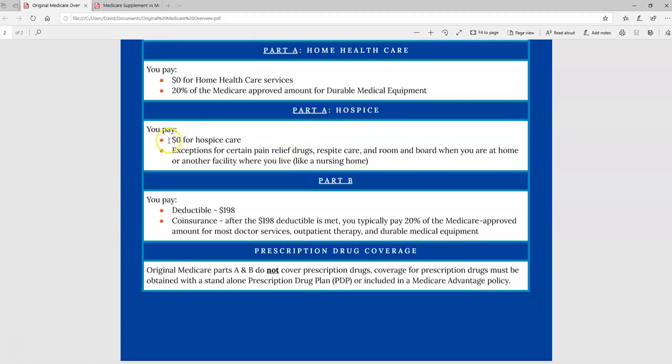Part A, hospice. You typically pay $0 for hospice care. Exceptions are for certain pain relief drugs, respite care, and room and board when you are at home or another facility where you live, like a nursing home.